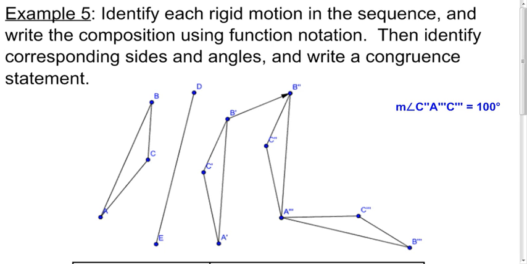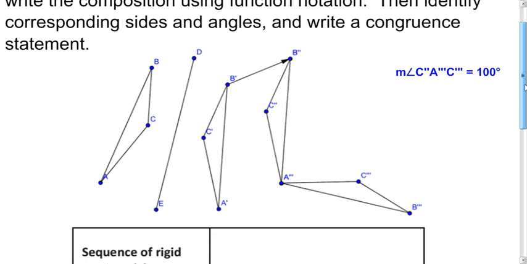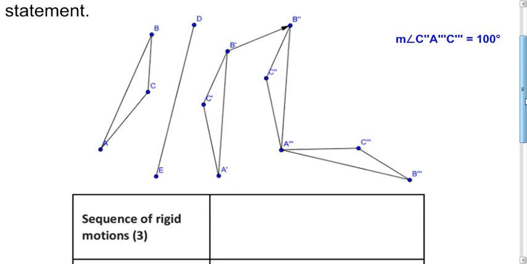And finally, we have a sequence of 3 rigid motions. We want to answer some questions about this sequence. First of all, what is the sequence? What happened here? See if you can name the 3 transformations in order. First, we reflected triangle ABC, and then we translated it, and then we rotated it.